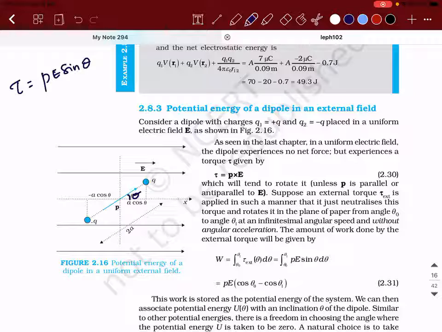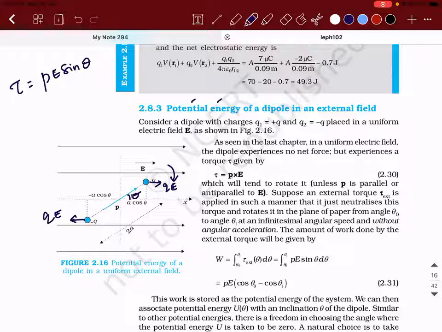Now, due to this torque, what will happen to the system? It starts revolving, accepted. Is the direction which I assume correct? This is the direction of QE and this is the direction of minus QE. Negative charge experiences force in the opposite direction of electric field. So it starts revolving in the clockwise direction, right?